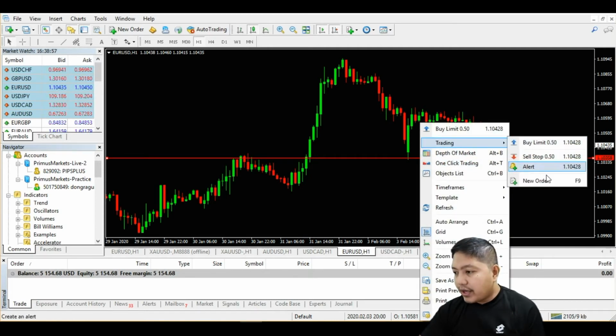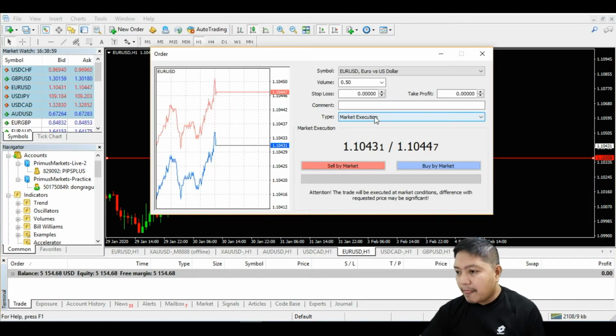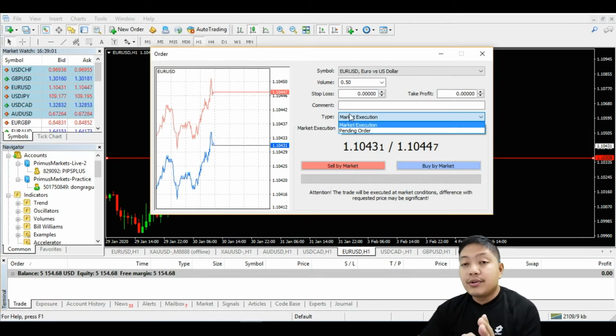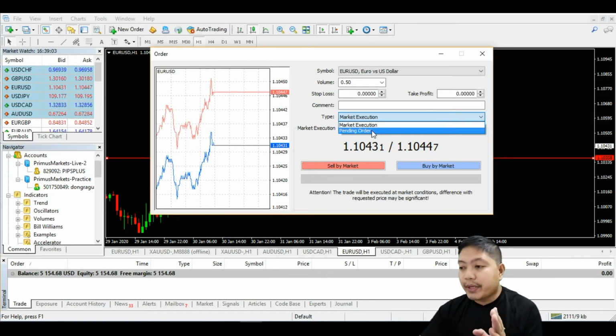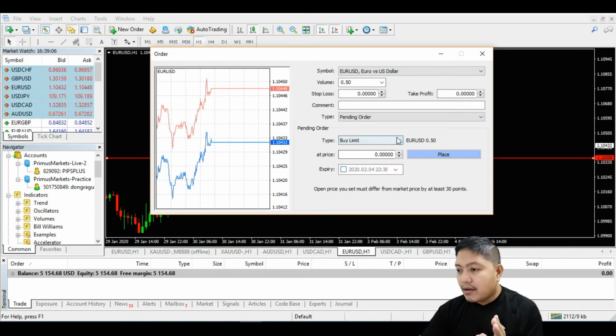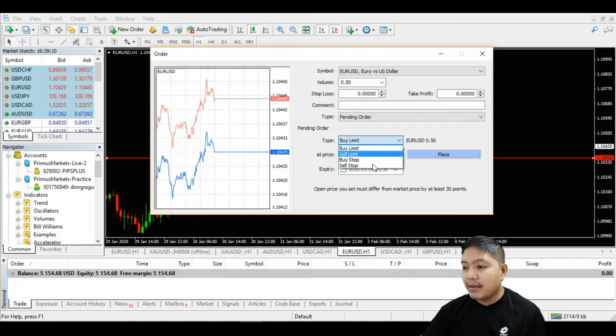You can place it directly in your trading here. You can put either market execution or you can use a pending order. With a pending order, you can have buy stop or sell stop, or buy limit or sell limit, right?